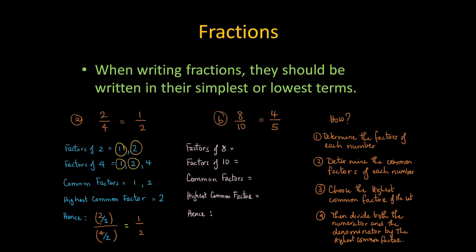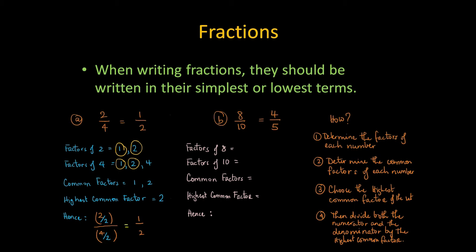When writing fractions, they should be written in their simplest or lowest terms. For example, let's take 2 divided by 4, or 2/4. 2/4 written in its simplest form will be 1/2. How do we do that? Well, first you want to determine the factors of each number in the fraction.